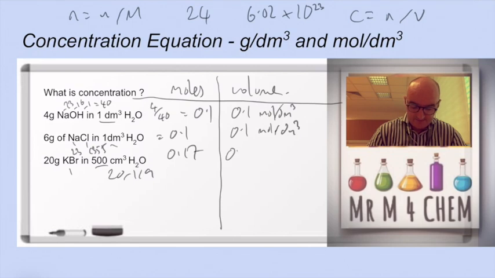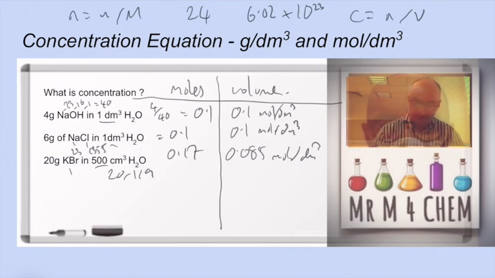Does that make sense? 20 g over 119. 119 is K plus Br, that's the molecular mass. 0.17 moles in 500. And that will give us 0.17 moles per decimeter cubed. It's the concentration in moles per decimeter cubed. So if you're making it up, you're going to half that, of course, 0.085.